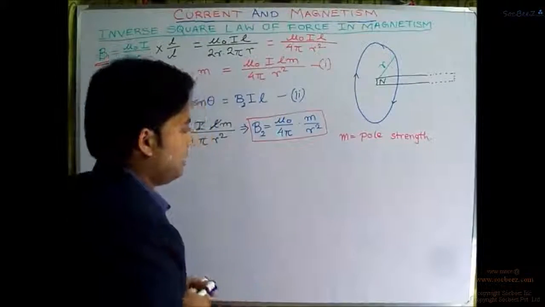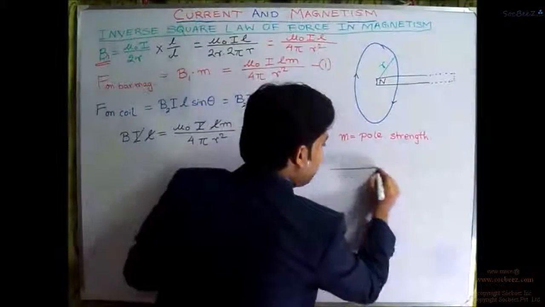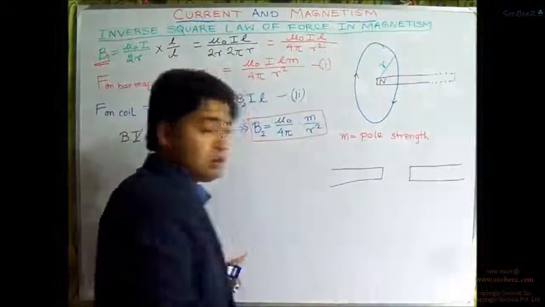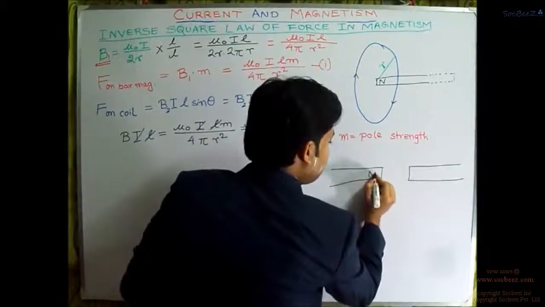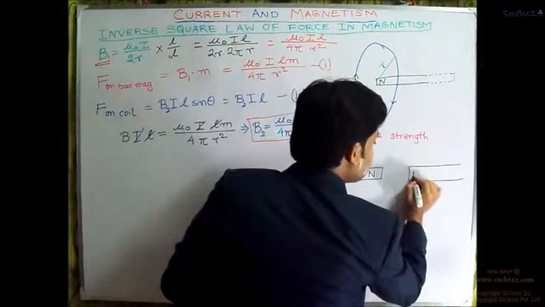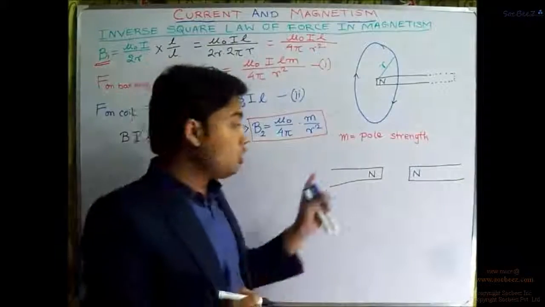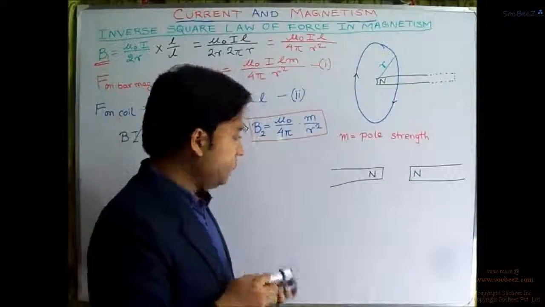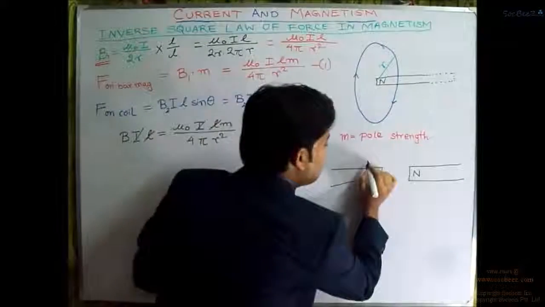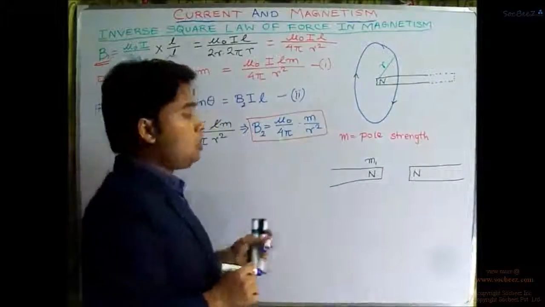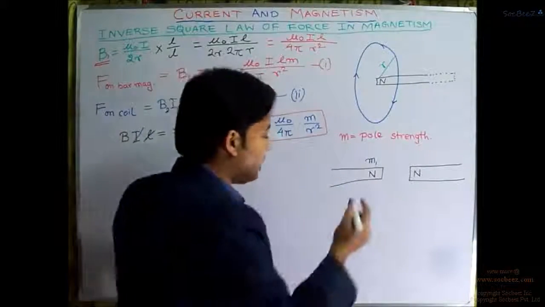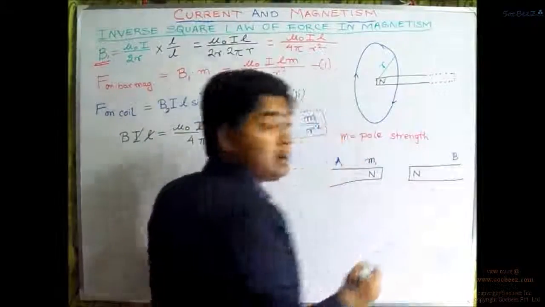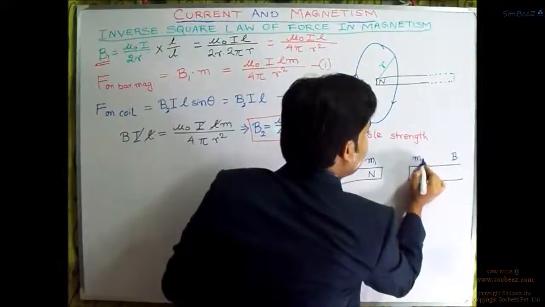Now if we take that there are two bar magnets, say for example over here it is the north pole, and over here also this is the north pole of another bar magnet. So these two bar magnets are actually different entities, right? Let us say the pole strength of this particular bar magnet is M1. Let us say this bar magnet is A and this bar magnet is B.